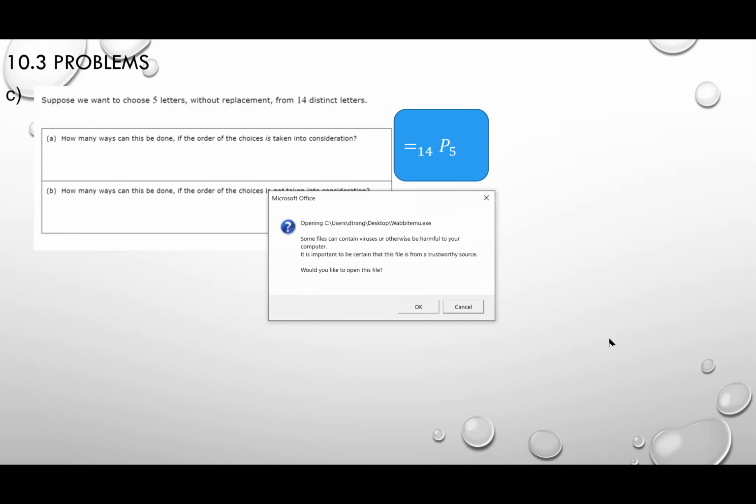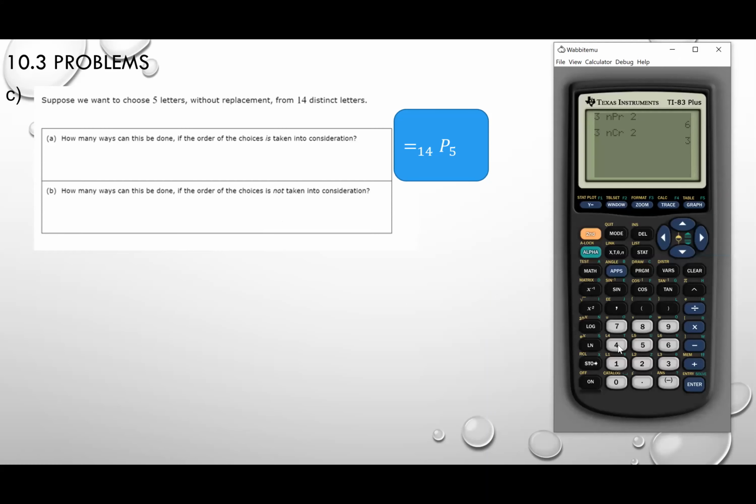And if you do this thing here again, we know that we're using 14 nPr 5. If you do this, you have 240,240 different ways to do it. Okay, and if you do 14 nCr 5, you can see that you have only 2,002 different ways.